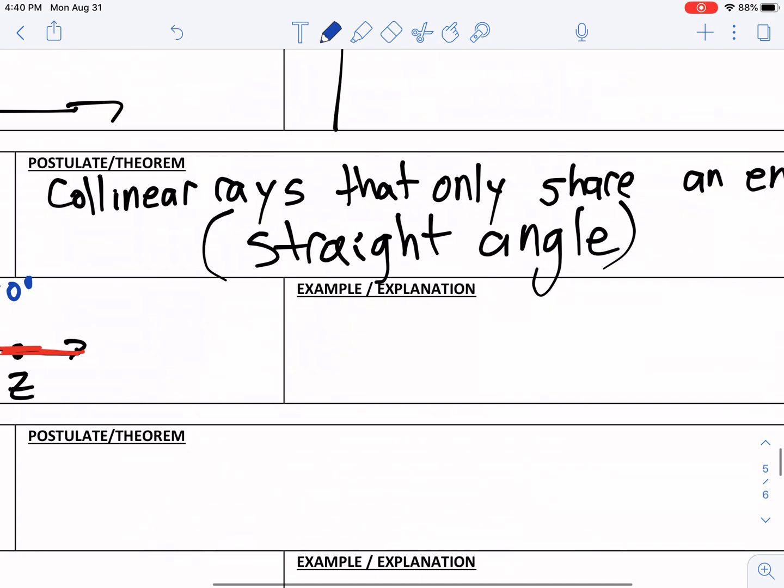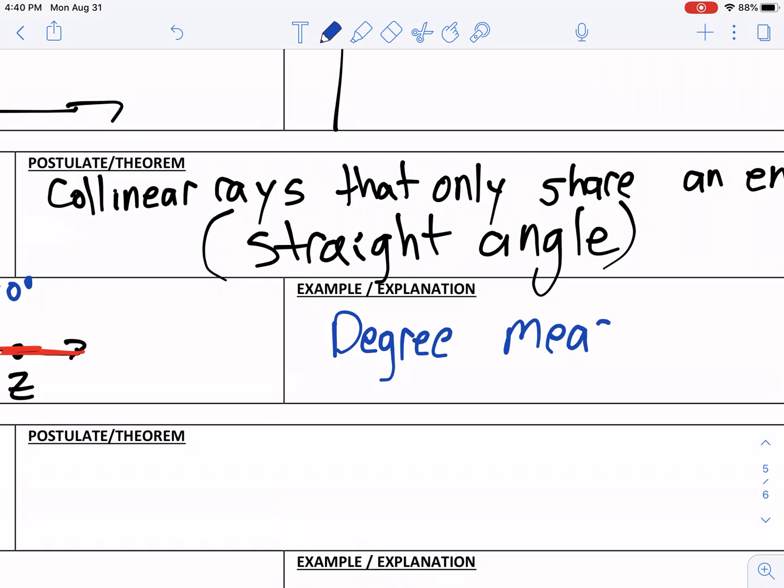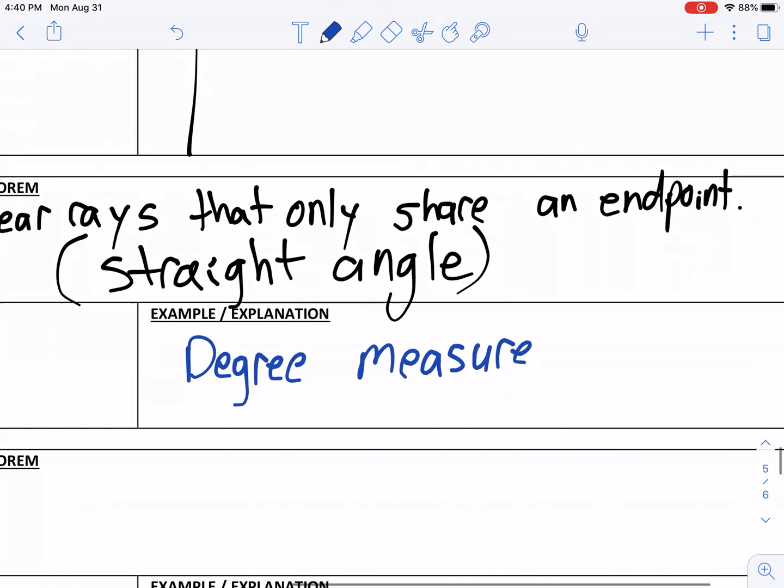The degree, we should add this in there, the degree measure is 180.